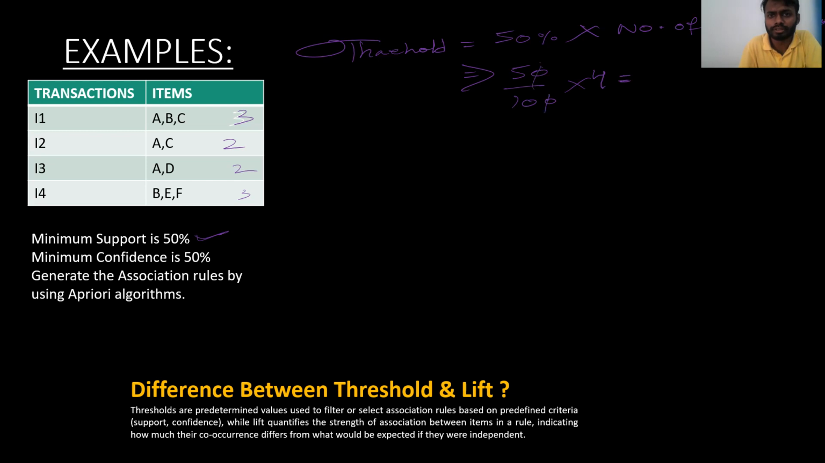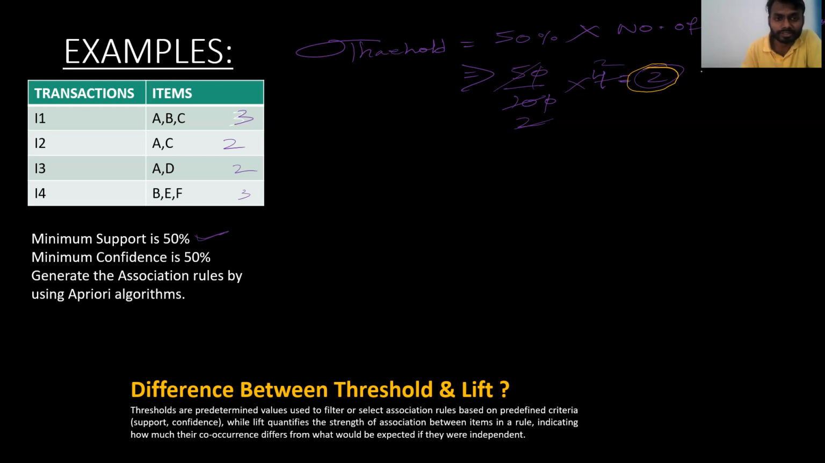If we code this, the output is 2. It means the minimum threshold value is 2. Now clear? The threshold value is 2. So we already have the threshold value. Now let's go for finding out each item.